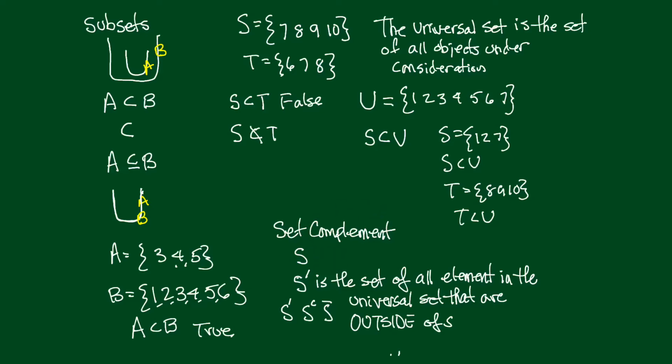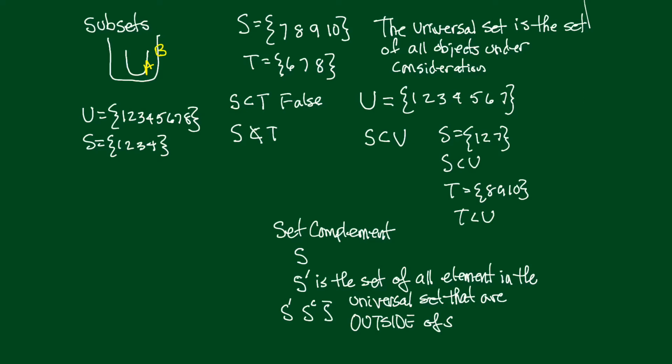Here's an example. Let's suppose the universe, all the numbers that we're considering, are these here. 1, 2, 3, 4, 5, 6, 7, 8. That's the only numbers that we're really concerned with. And then we have a set S, 1, 2, 3, 4. All right, now what we want to know is what is S complement? So S complement is the set of all numbers that are in the universe that are outside of S. So what's in S? 1, 2, 3, 4. What's outside is 5, 6, 7, 8.